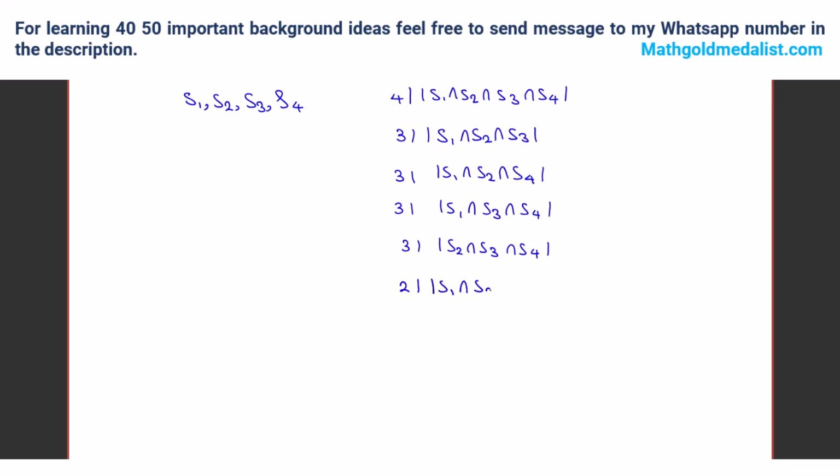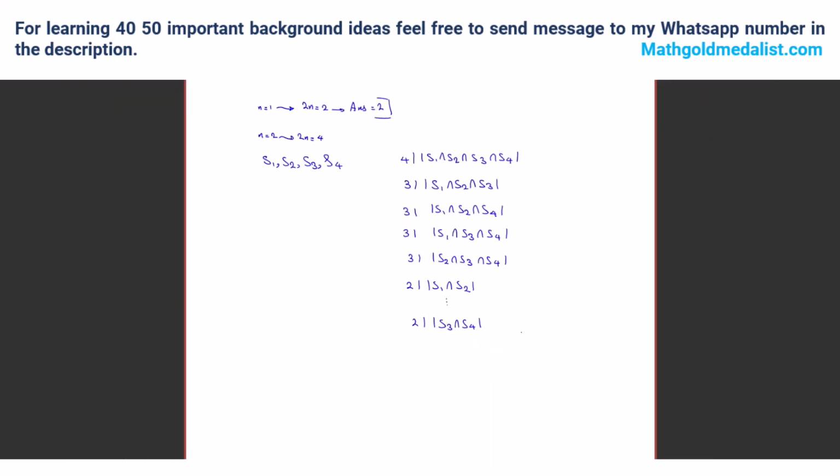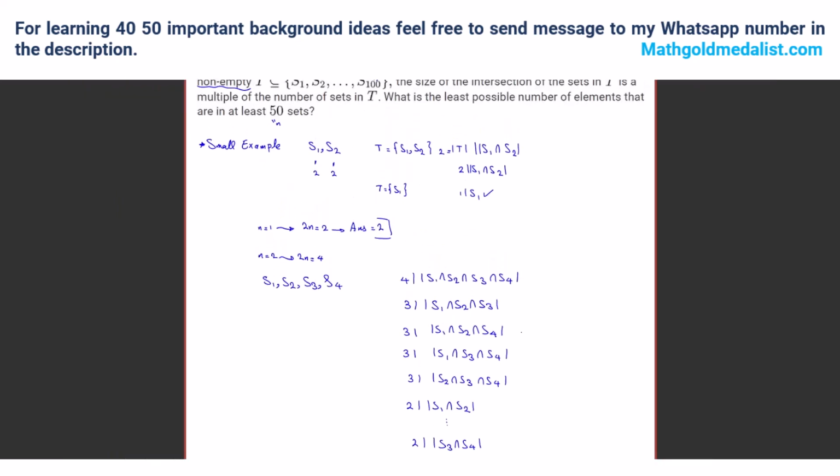Then what? Yes, we should write all 6 combinations, right? The pairs, and S1, S2, S3, S4. And you don't need to write 1, right? Okay, because 1 is always a divisor. Now for this one, we want to find the answer for 4. For 4 subsets, do you want a hint or to try on your own? Okay, sure, try.